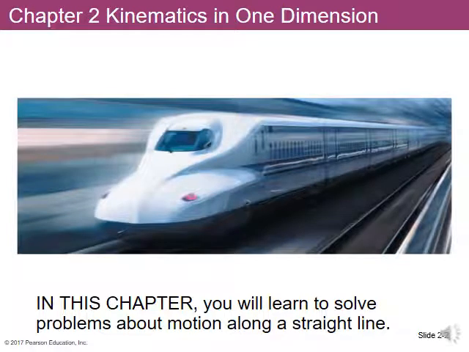What we're going to be studying in this chapter is something called kinematics. And in particular, we're going to be learning about kinematics in one dimension, which is the study of objects that are moving along a single straight line. That can be a horizontal or a vertical direction, and we're going to look at both of those.